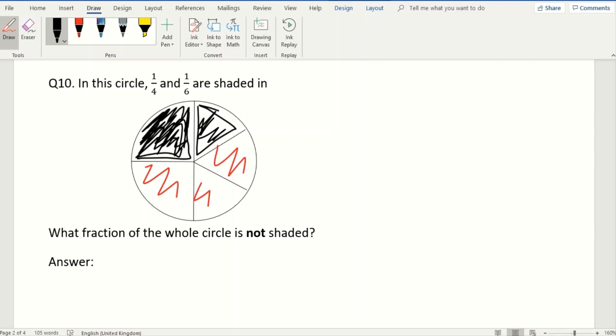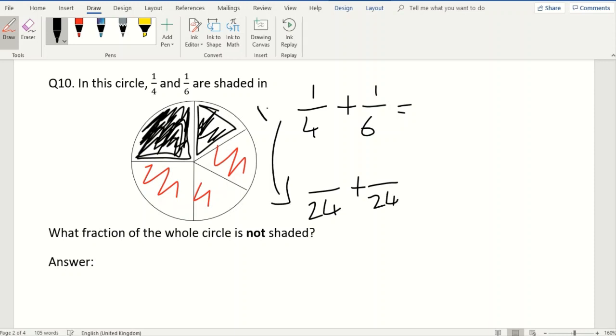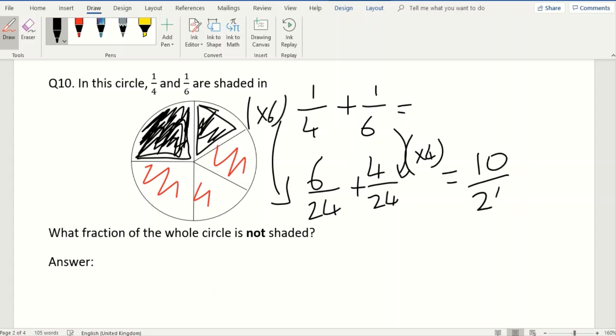Well, if you add 1/4 plus 1/6, which is the shaded part, you find out how much is shaded to start off with. So let's do that. The common denominator will be 24 because 6 and 4 both go into 24. So multiply that by 6 to get to 24. That's 1 times 6 is 6. 6 times 4 gets us 24. So 1 times 4 gets us 4. That's a total of 10 over 24. So 10/24 of this circle is shaded in.